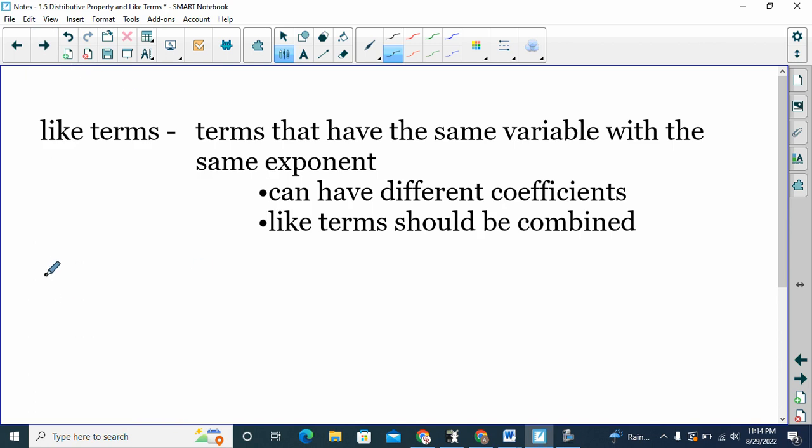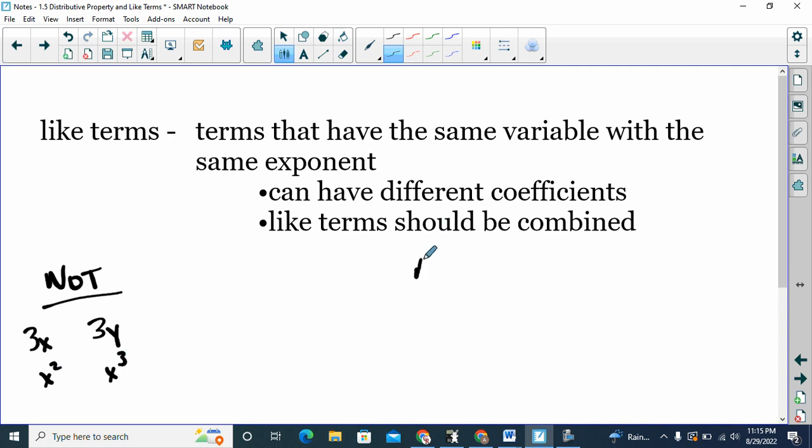When we're talking about like terms, the following are not like terms. 3x and 3y. These are not the same variable. X squared and x cubed. Same variable, they're both x, but they have different exponents, right? This one's a 2 and that one's a 3.